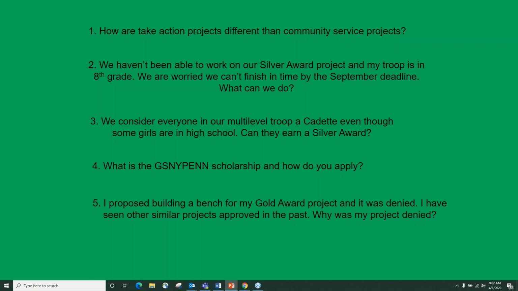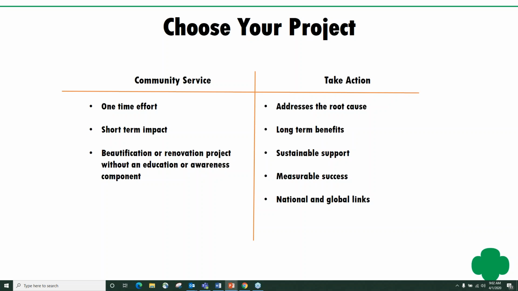So the very first question is, how are take action projects different than community service projects? So let's take a look at the difference. A community service project is typically a one-time effort with short-term impact. It could be a beautification or renovation project without an education or awareness component, whereas a take action project addresses the root cause of an issue. It has long-term benefits with sustainable support. It has a way to measure the impact of the project on the community, and it also has national and global links. So let's look at an example.